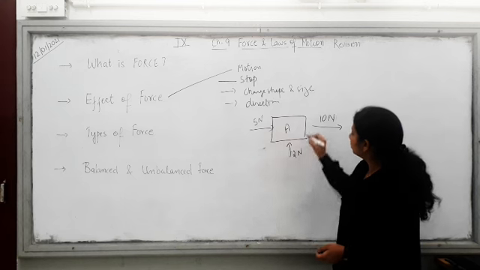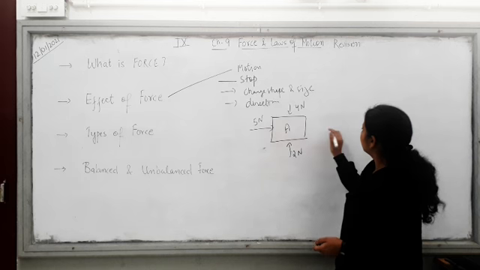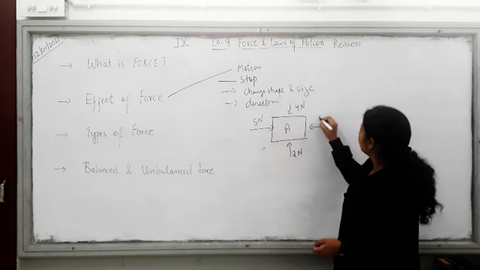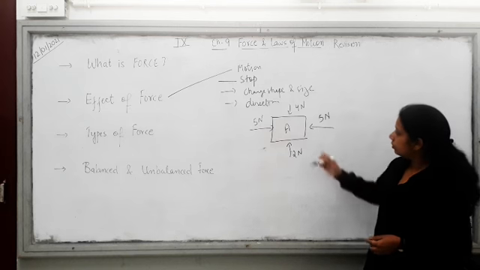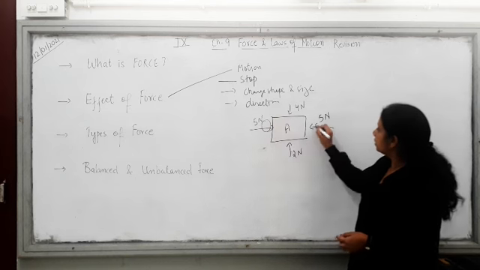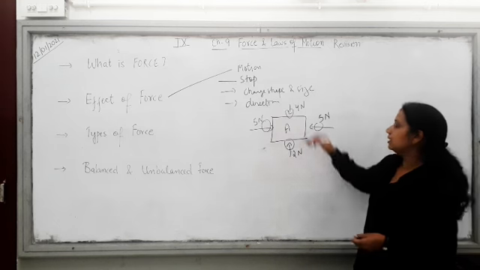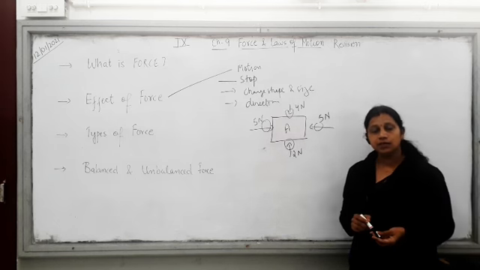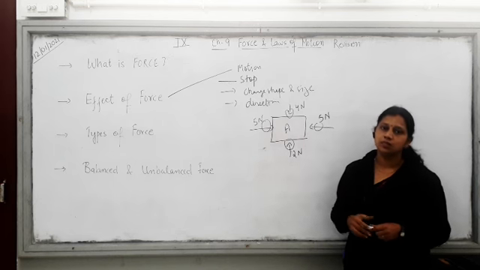Let's say 2 Newton and 4 Newton, and this is in the opposite direction. This is 5 Newton. Now you have to see these forces, and see whether they cancel out or not. If not, that means the force is unbalanced and this object is going to change its position.